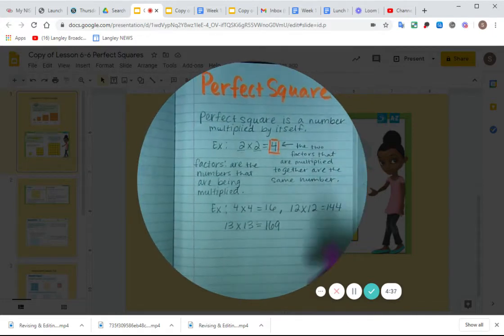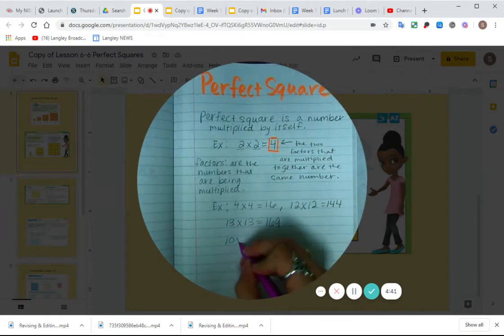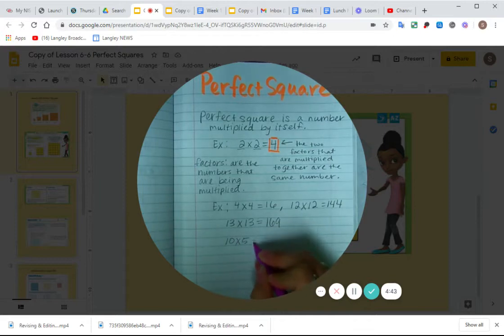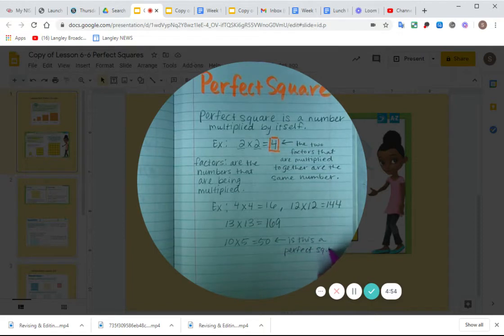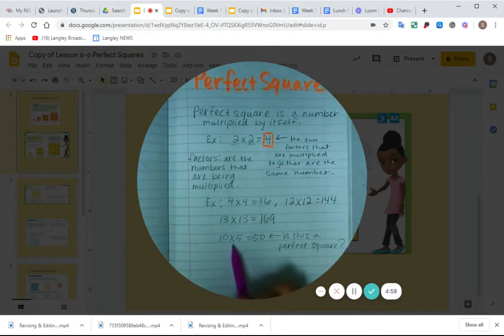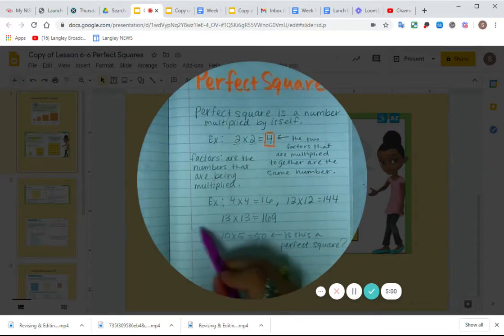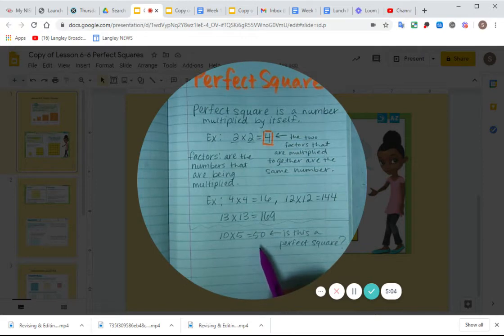Now, I have a question for you before we finish with our notes. Would 10 times 5, which equals 50, be a perfect square? Is that a perfect square? 10 times 5. Okay, this is separate. Let me draw a line. 10 times 5 equals 50. Is that a perfect square?